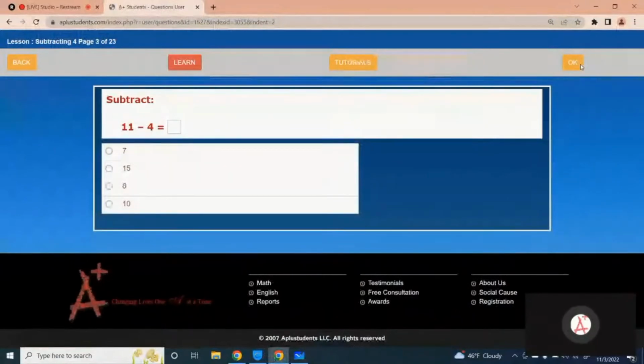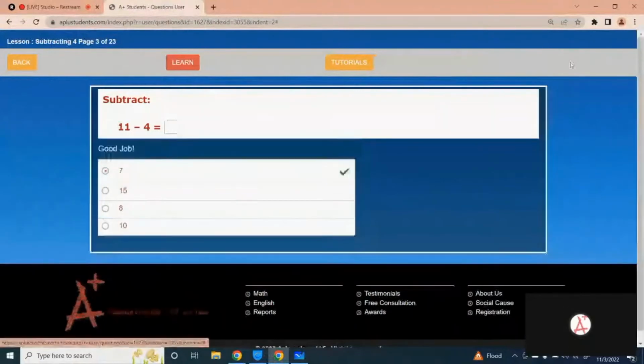Then you have 11 subtract 4, just 11 lines. Take away 4 of them. Let's see how many lines you are left with. So 11 take away 4 is 7. Got it?